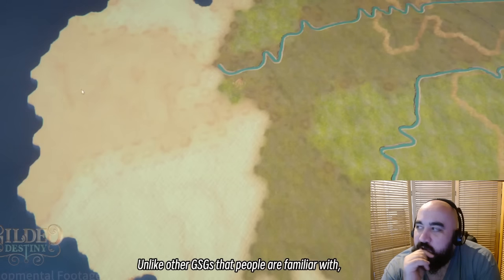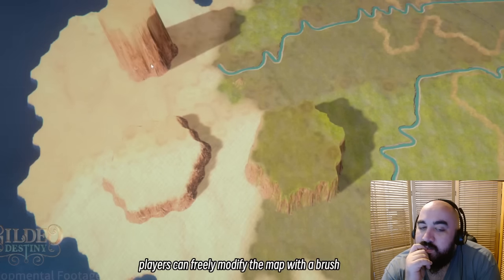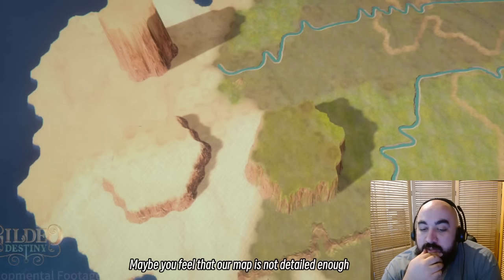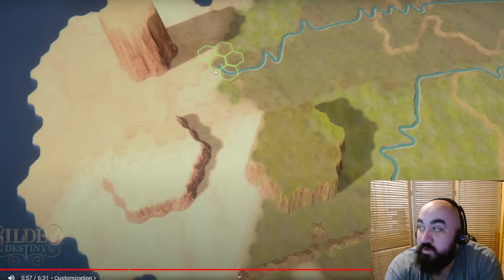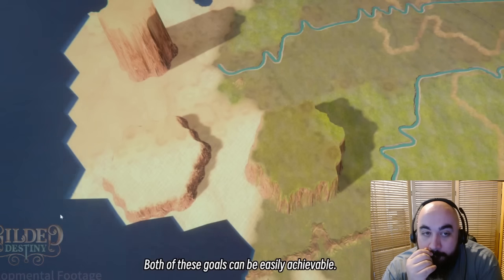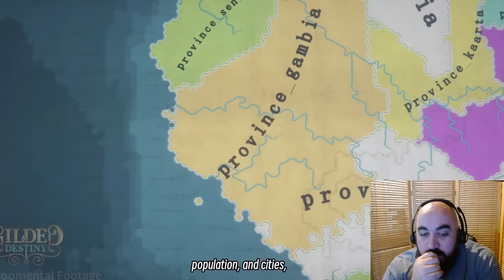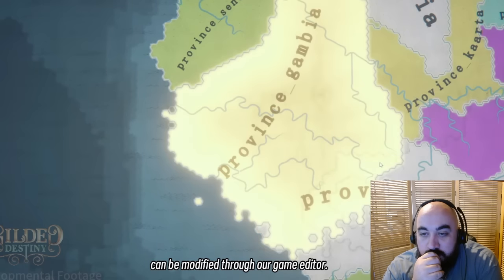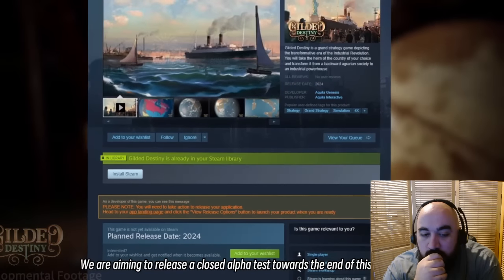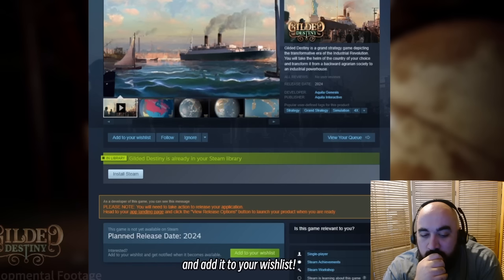Unlike other GSGs that people are familiar with, in Gilded Destiny, players can freely modify the map with a brush without complex manual editing in text files. Maybe you feel that our map is not detailed enough and you want to make a better one. Or perhaps you want to create a fictional world. Both of these goals can be easily achievable. All the settings in the game, such as national province borders, population, and cities, can be modified through our game editor. Okay, that's all I will say in this dev diary. We are aiming to release a closed alpha test towards the end of this year. If you're interested, remember to search Gilded Destiny on Steam and add it to your wish list.